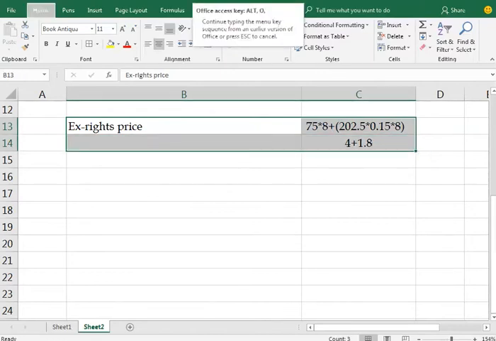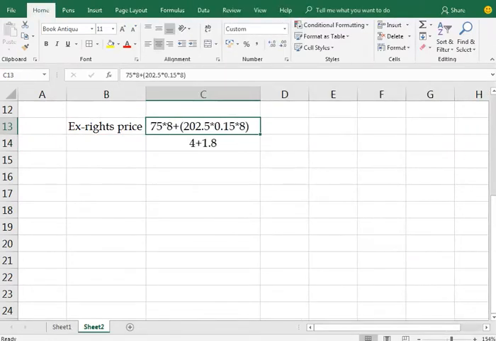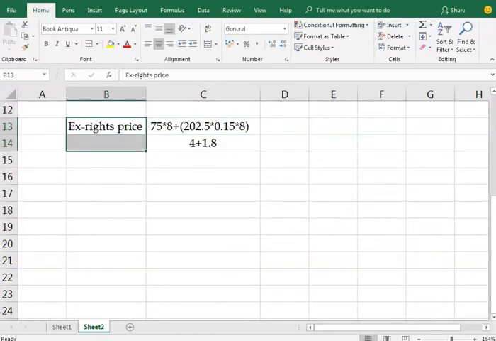If you are clear on this concept, then valuation will become clearer later on when I do mergers and acquisitions. 75 into 8 is the current worth of the company. You can understand it as 4 lakh shares into 150 rupees, or 75 lakhs of earnings into the P/E multiple of 8. Practically, anybody who wants to value a company will not ask you the EPS or the number of shares. He will just see the total earnings and multiply with the P/E multiple. That's how anybody does the valuation. So it is 75 into 8 plus 202.5 into 0.15 into 8, divided by 4 plus 1.8 lakh. This is after the rights issue is done.